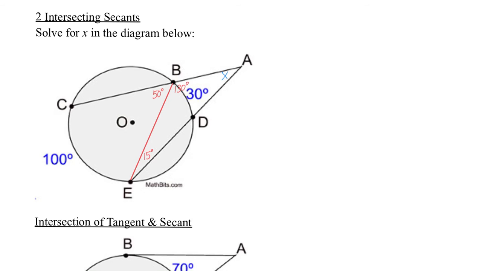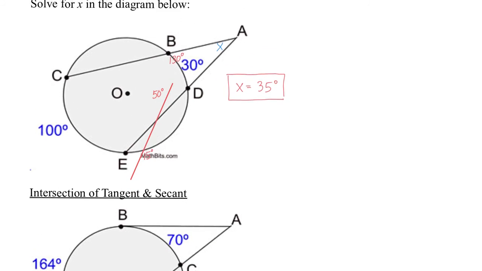And now I have 2 out of the 3 angles in this triangle, and the third angle is the one that I want. I'm going to subtract from 180 degrees, and I find out that in this case, X is 35 degrees. So that's how we're going to do these pictures.